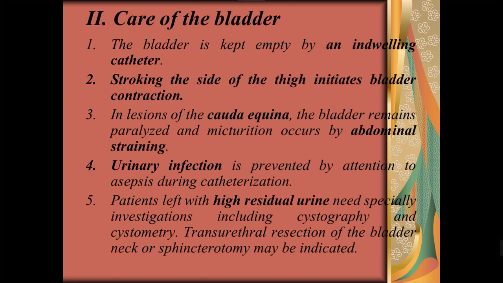Regarding care of the bladder, it is kept empty by an indwelling catheter. Stroking the side of the thigh initiates bladder contraction. In lesion of the cauda equina, the bladder remains paralyzed and micturition occurs by abdominal straining. I mean, the patient will press on the lower part of his abdomen and he will urinate.